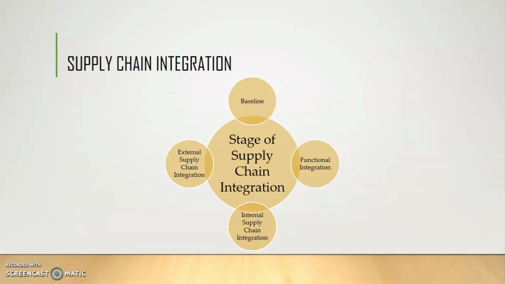First stage, baseline. It is when every department or system in the company is managing their own supply chain and related issues. Second stage, functional integration. In this stage, all the different departments in the company will work together to help improve efficiency and reduce costs. Next stage, internal supply chain integration. All the departments in the company are connected using the same system.